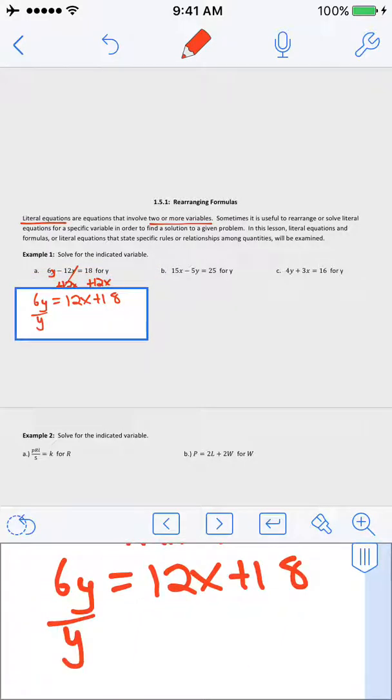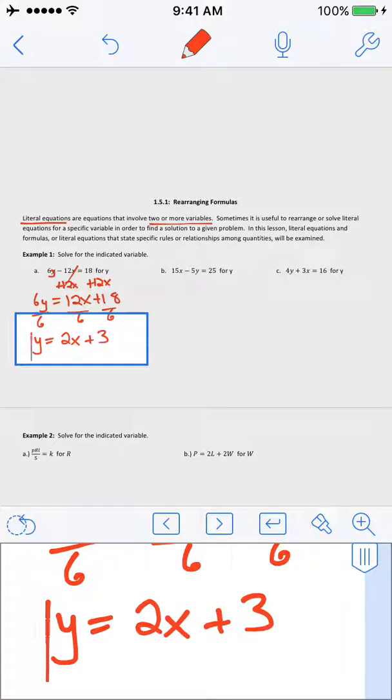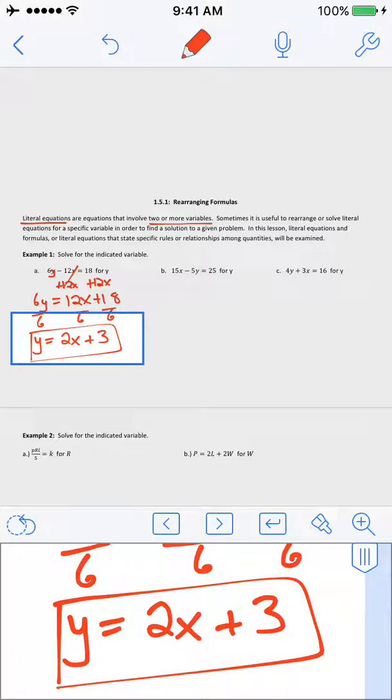I'll use the division property of equality now. Divide by 6 to both sides. And when I divide by 6 to both sides, I'm essentially dividing by 6 to everything, right? So not just the y and the 18, I'm dividing it also to the 12x. So I end up with y is equal to 2x plus 3. And I've solved the equation for y.